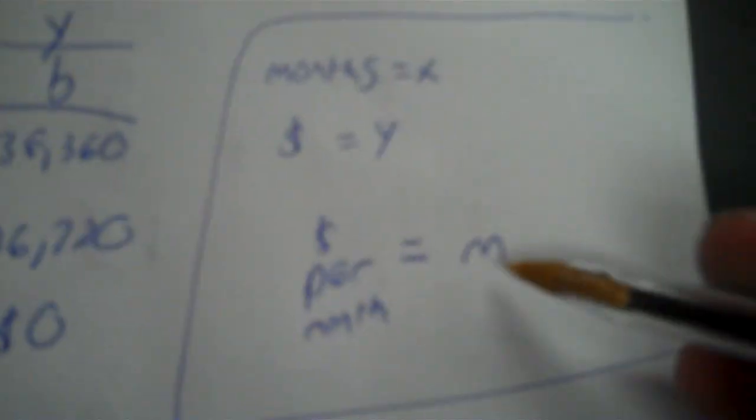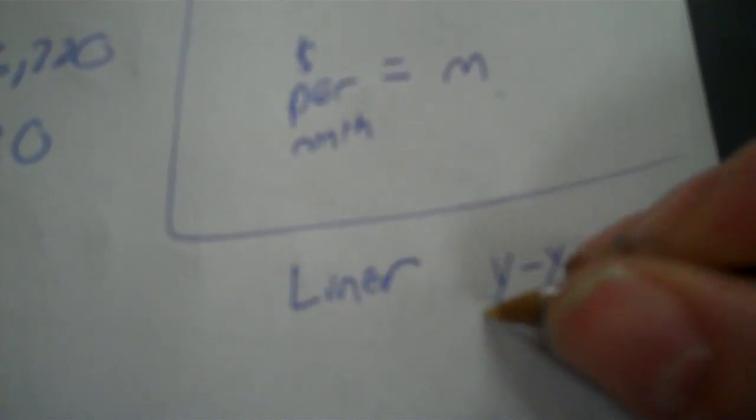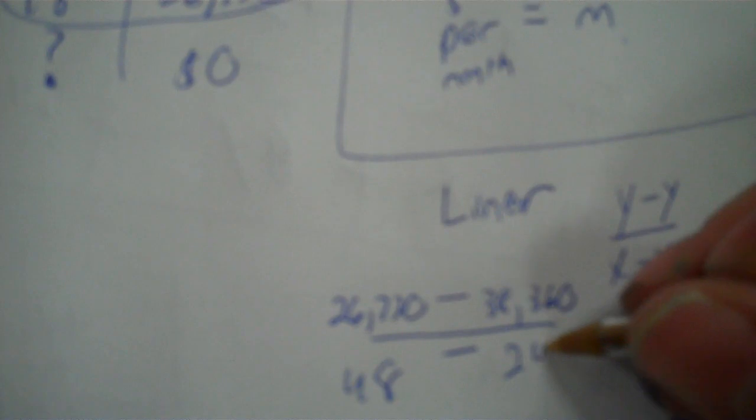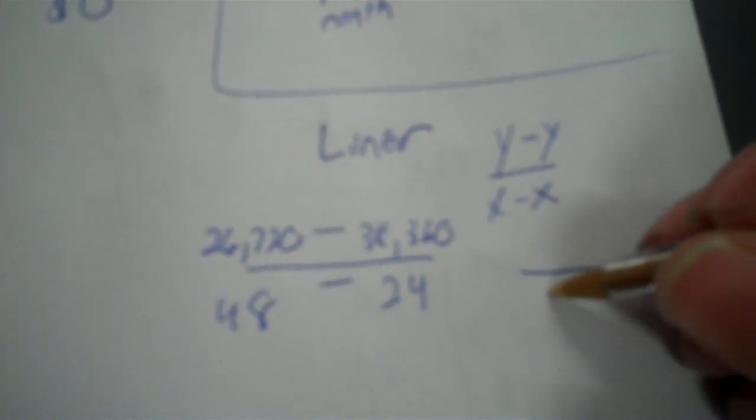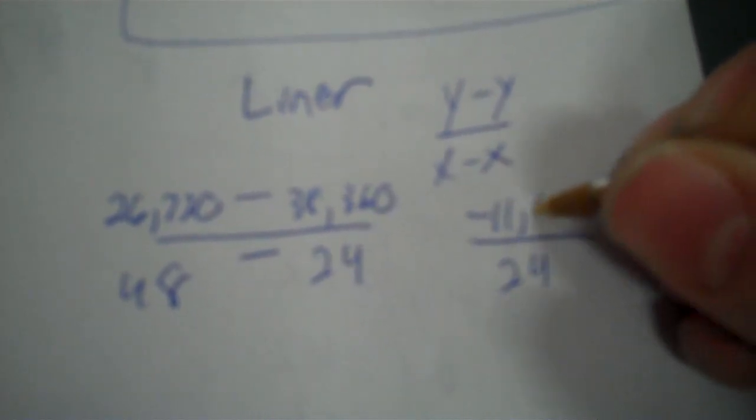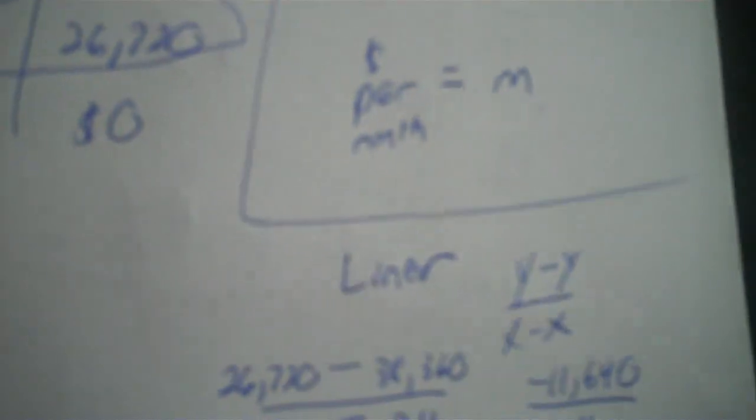Okay, well, we need to find the M, so I come over here, and that's where I apply my M formula, my slope, Y minus Y, X minus X. Okay, we start with our higher X value, which should be 48. Put the value 26,720 over it, and then 38,360 minus 24. Okay, 48 minus 24 is 24. You take 26,720 minus 38,360, negative 11,640. And you divide those, and you get negative 485.